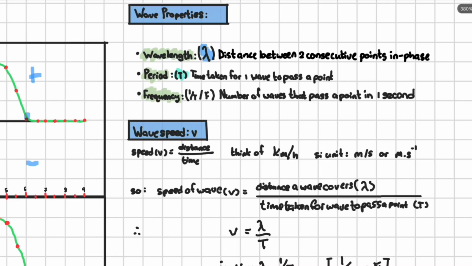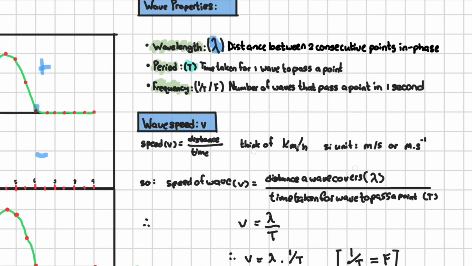The second wave property that relies on time is something that is known as frequency, and this can be denoted by the symbol 1 over T, which is the inverse of period, or it can be denoted by the symbol f. Now, frequency is measured in hertz, and it is essentially the number of waves that pass a point in 1 second. So period is the time taken for one wave to pass a point, and frequency is the number of waves that pass a point in 1 second. They're the inverse of each other.